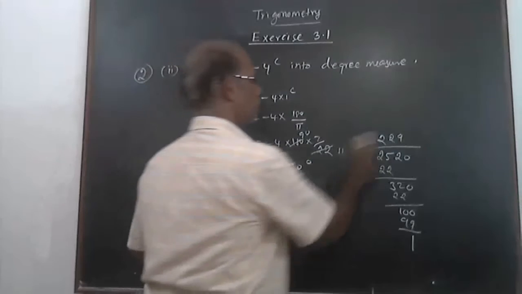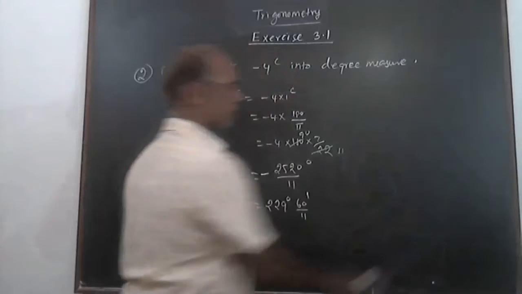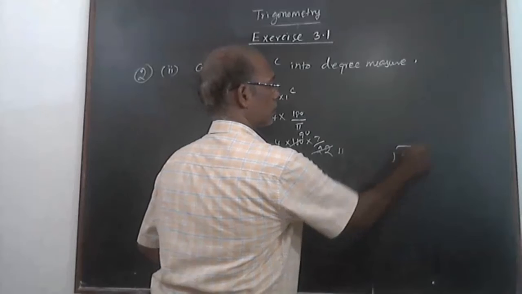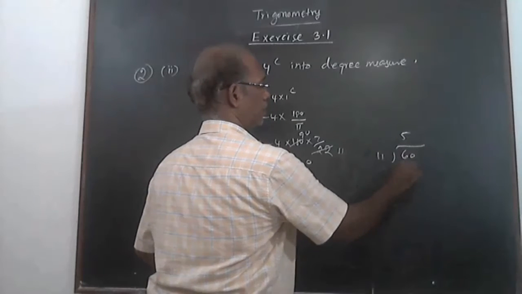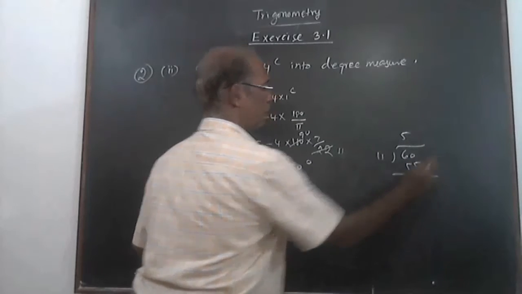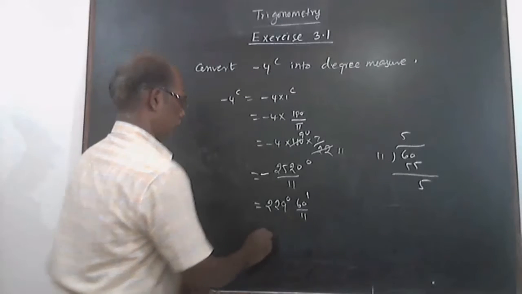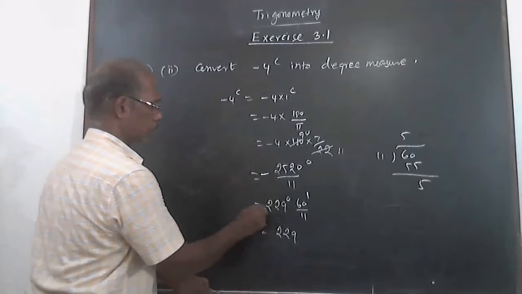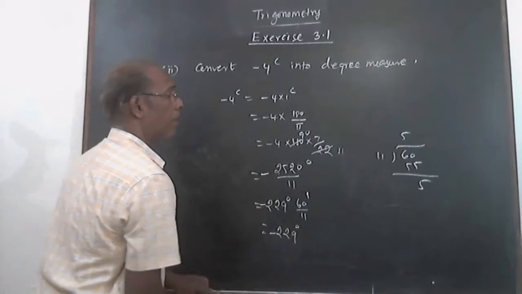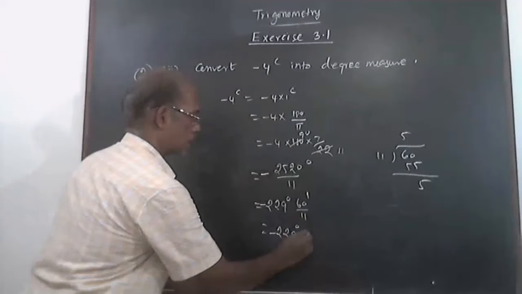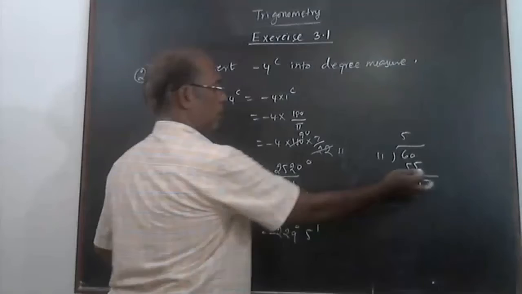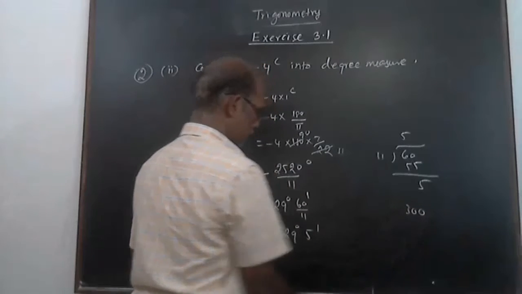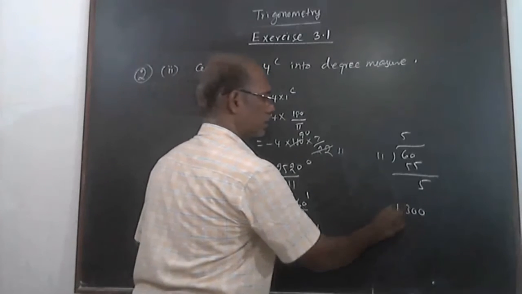Now, what to do? Divide 60 by 11, 5 times 55 and remainder 5. Now this is 229 degree and 5 minutes, then 5 into 60, 300 by 11 second.